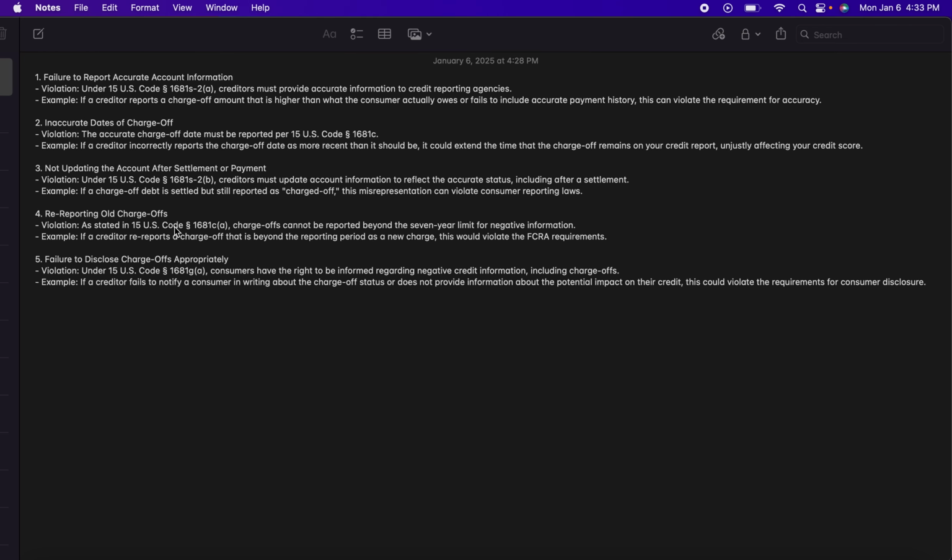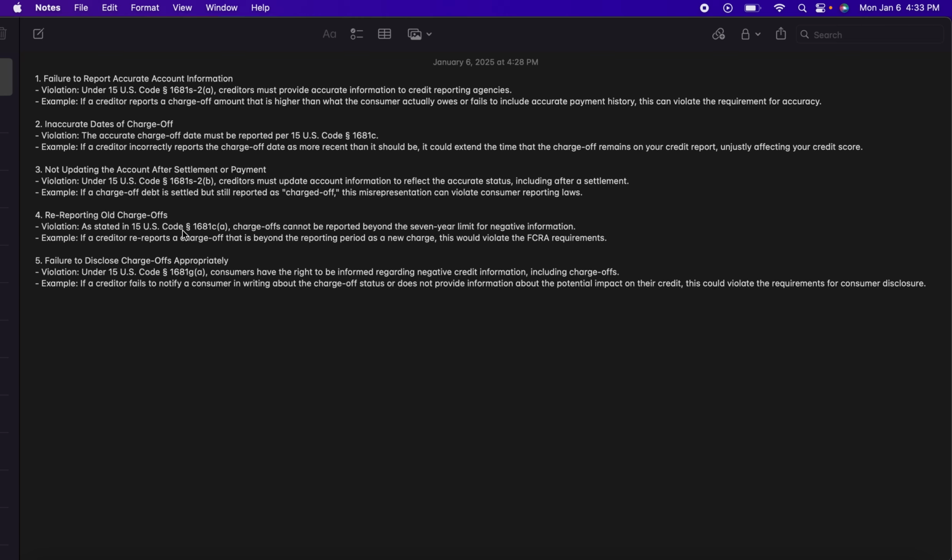Re-reporting old charge-offs. So 15 USC 1681c(a), charge-offs cannot be reported beyond the 7-year limit for negative information. And an example of this would be if a creditor re-reports a charge-off that is beyond the reporting period as a new charge, this would violate, obviously, the FCRA requirements for the statute of limitations, okay?